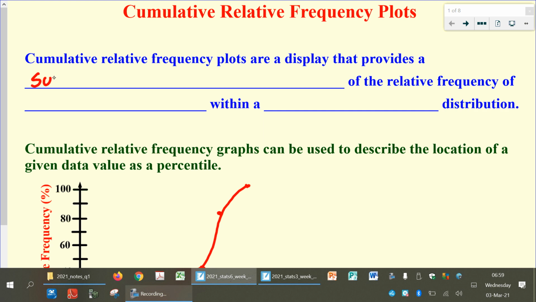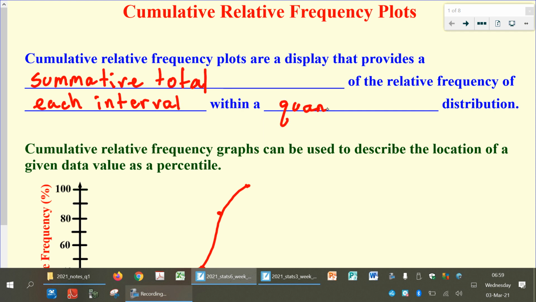They're providing a summative total, summative meaning adding, so we're going to be adding things together, of the relative frequency of each interval. So this is going back to the same idea we had in a histogram. We're going to have an interval within a quantitative display. So cumulative frequency plots take histograms and turn them into a plot that gives us a running total of each frequency.